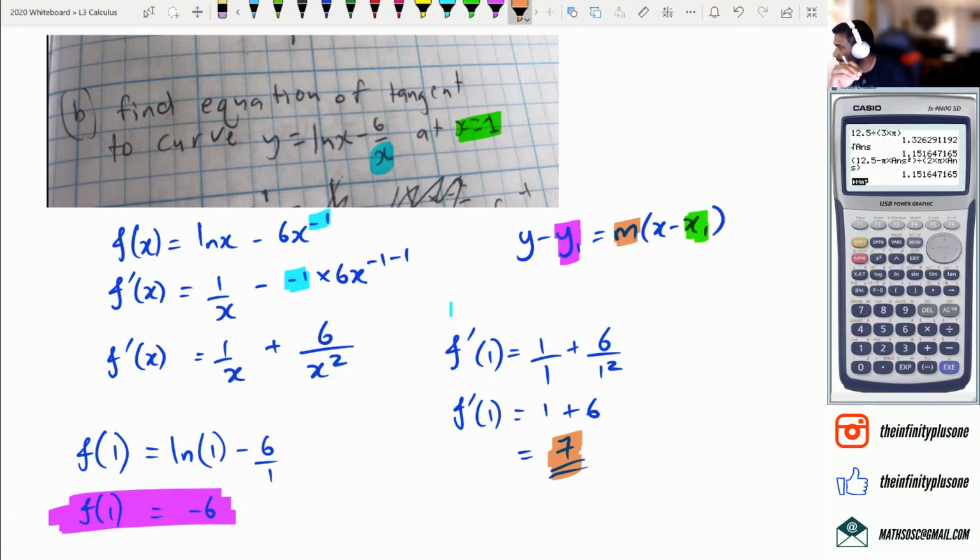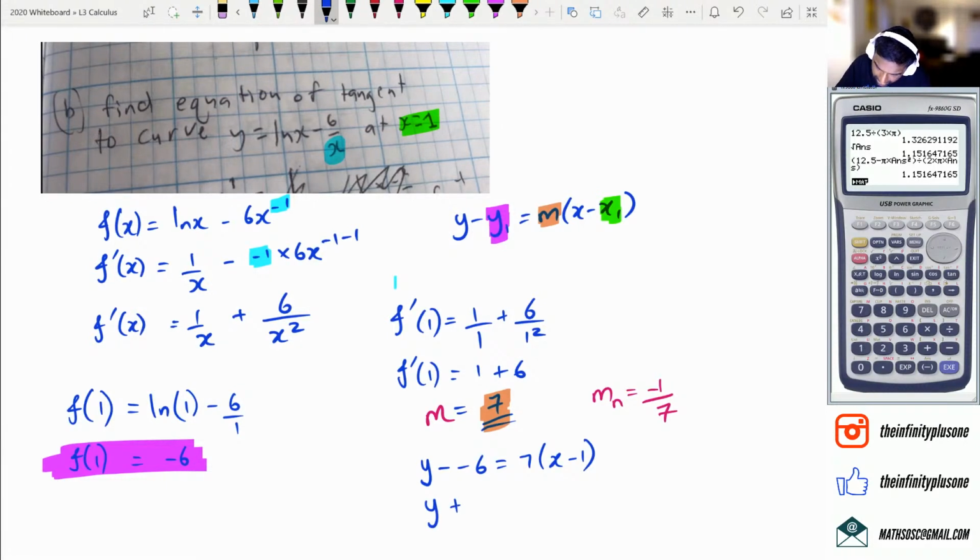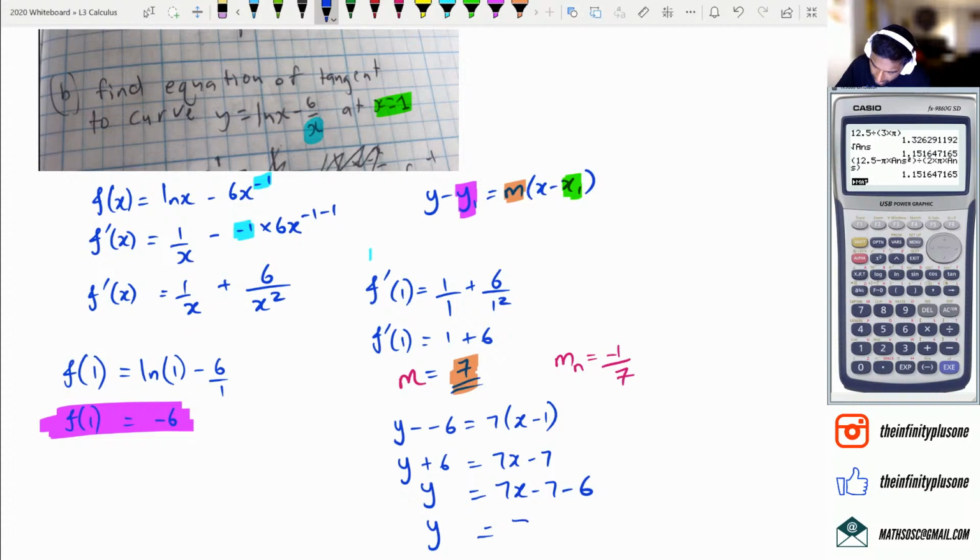To the person that was asking me about the normal, I don't know who it was, in this case your gradient is equal to 7. So if you're working with a normal, then all you have to do is use negative 1 over 7. All right, as for this equation here, we've got y minus negative 6 equals 7 times x minus 1. So we have y plus 6 equals 7x minus 7. So y is equal to 7x minus 7 minus 6. So y is equal to 7x minus 13.